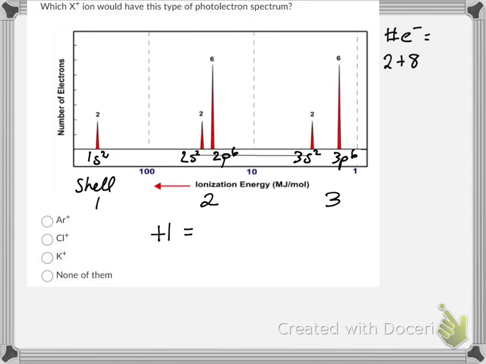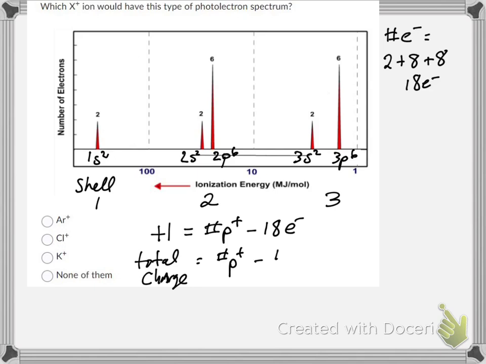Okay. So what we're going to do is first add up the total number of electrons here. That's 18 electrons being shown. So we can use the formula that the total charge is equal to the number of protons minus the number of electrons. And when we do that, we can solve for the number of protons as 19. When we look on the periodic table, element 19 is potassium, which is represented by the atomic symbol K. And so the answer would be K+.